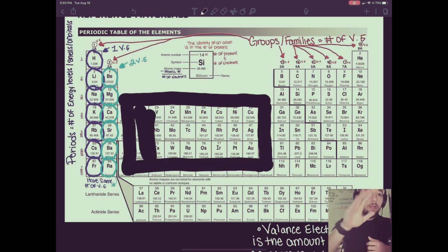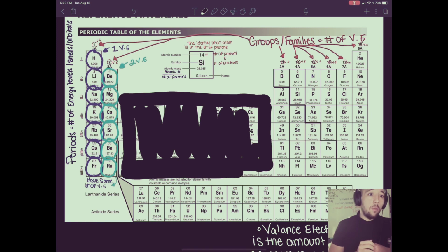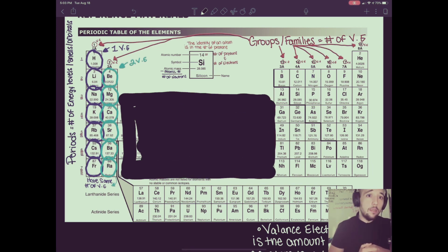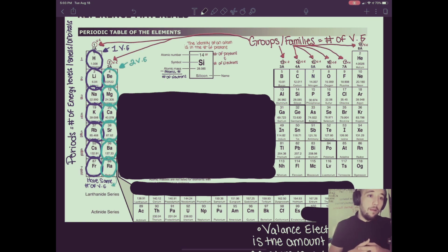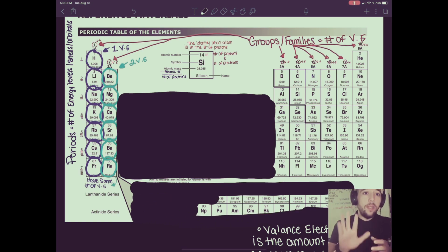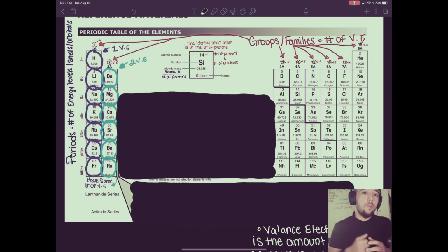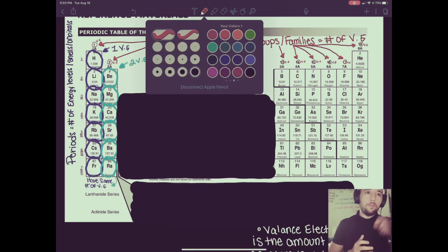Now, again, we don't really talk about the ones in the middle. They have different properties that we just do not discuss. They're called transitional metals, and it doesn't really work for those. The amount of valence electrons differs, so we don't talk about those. And also the lanthanides and actinides, different properties. We don't talk about those, so we just skip those.